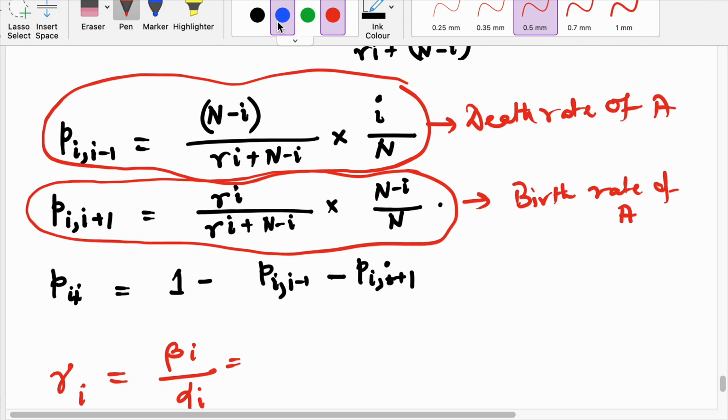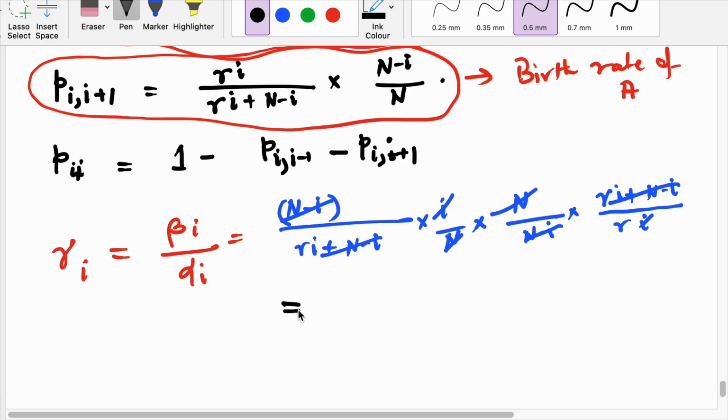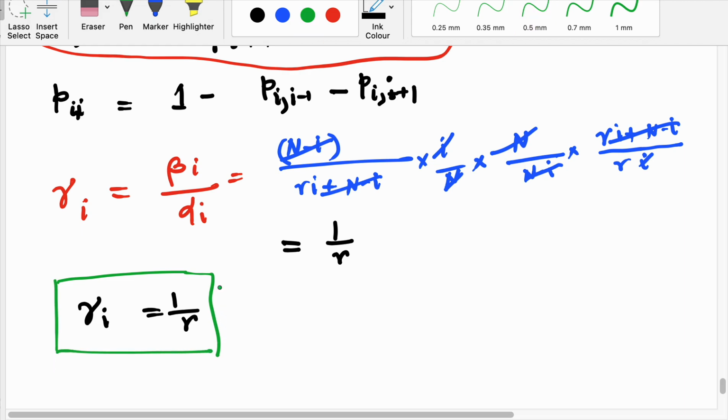And what is the beta i by alpha i here? That is (n minus i) by (R i plus n minus i) into i by n, and alpha i means n by (n minus i) into (R i plus n minus i) by ... So you see that these n cancel, this and this cancel, and the only thing left is 1 by R, so gamma i is 1 by R. One important result here: gamma i does not depend on the birth rate or death rate of A type individuals, nor on how many A type individuals are present in the population. So that is basically constant, 1 by R.